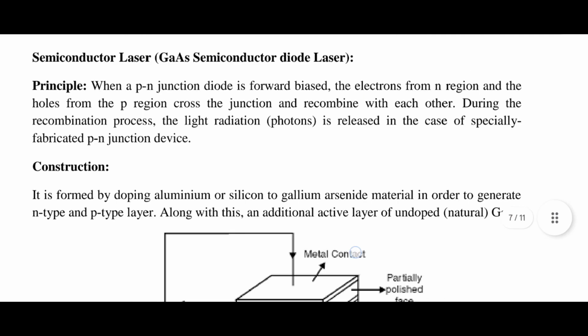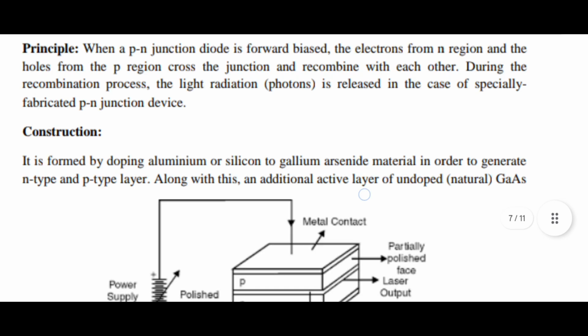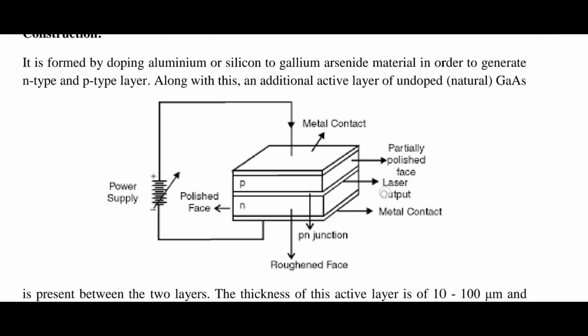Now we'll again see the principle. When a p-n junction diode is forward biased, the electrons from the n region and the holes from the p region cross the junction and recombine with each other. Due to this recombination process, light radiation is released. In the case of a specially fabricated p-n junction, construction is nothing but the doping of aluminium or silicon to the gallium arsenide to generate the n-type and p-type. The undoped active layer is between the two layers. The thickness is 10 to 100 micrometers, and the length and breadth are 1 centimeter.